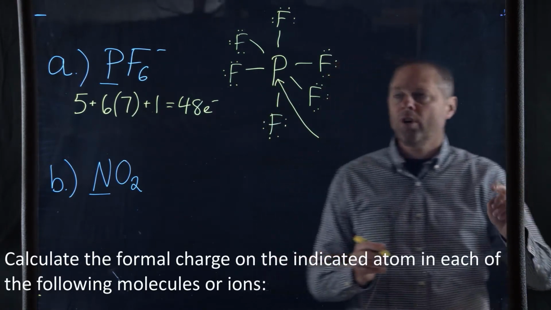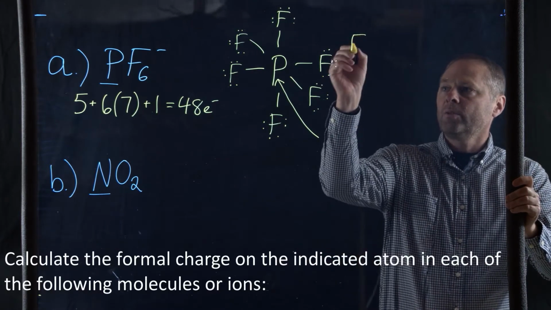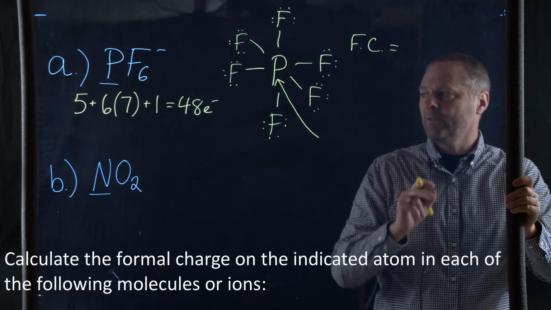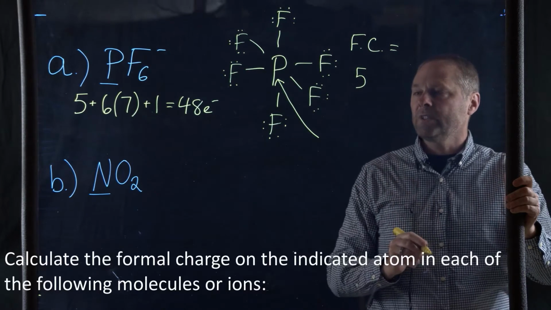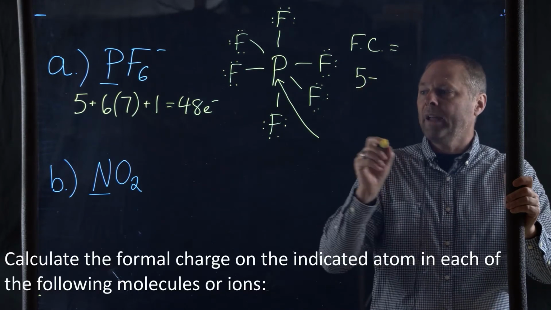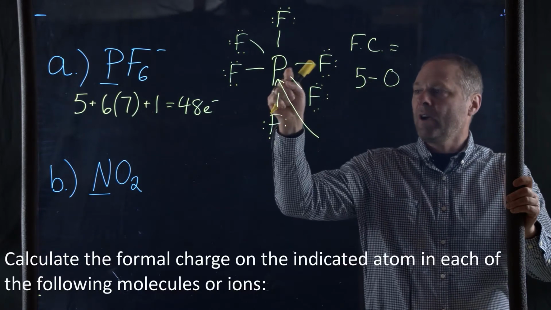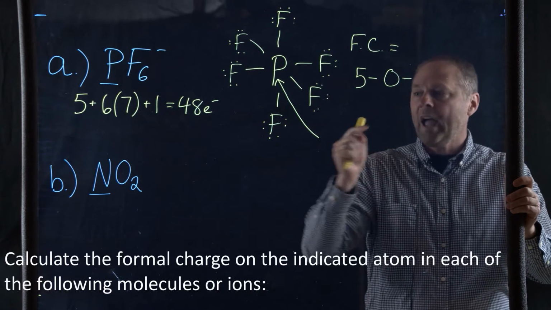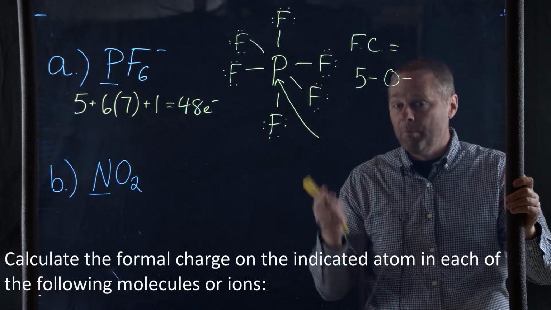For the formal charge, that's going to be the number of valence electrons. So for the formal charge, this is going to be equal to, I'll write down here for more space, the number of valence electrons that phosphorus has, which is 5, minus the number of lone pairs, where there are 0. The phosphorus does not have any lone pairs, minus 1/2 the number of bonding electrons. Another way you can say that is the number of bonds to it.